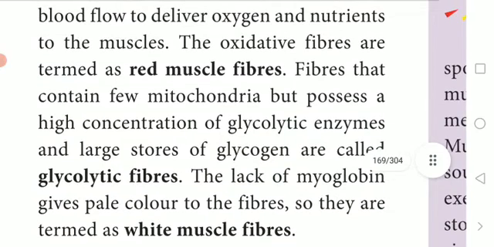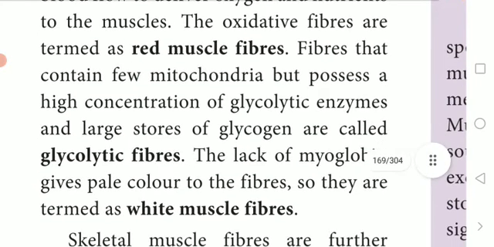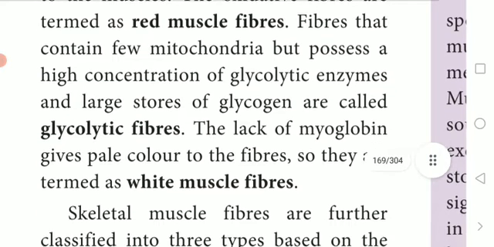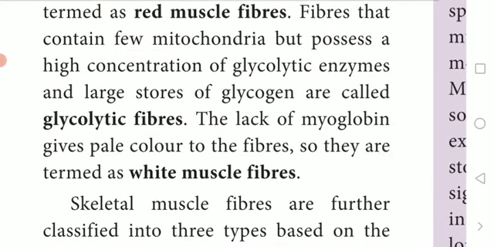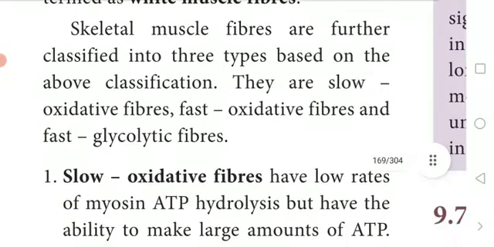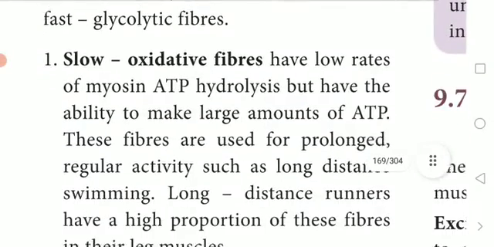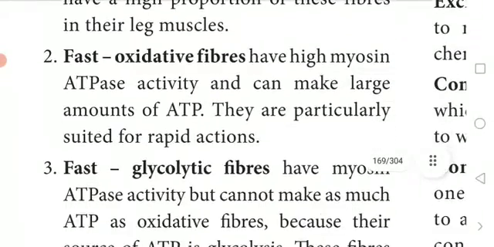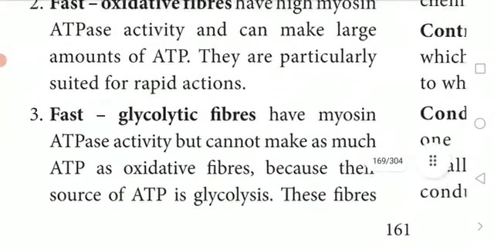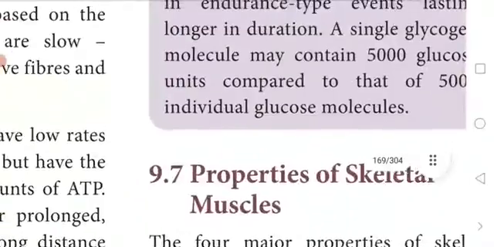Mark it, 2 marks. The fibers that contain few mitochondria but possess a high concentration of glycolytic enzymes and large stores of glycogen are called glycolytic fibers. The lack of myoglobin gives a pale color to the fiber, so they are termed white muscle fibers. Just underline slow oxidative fibers, fast oxidative fibers, and fast glycolytic fibers.